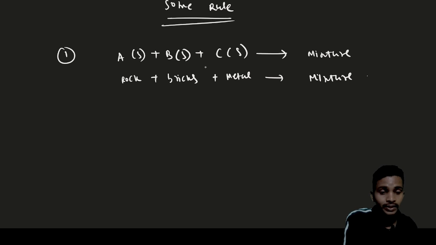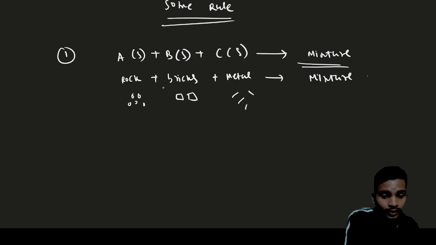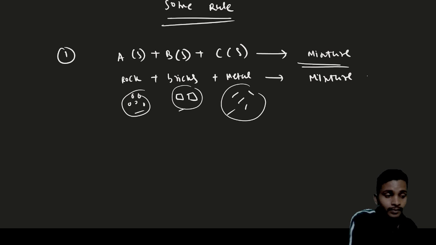So what phases are there in this mixture? With our naked eyes, rocks will look like this. Suppose everything is spherical rocks, and bricks look like this, and metals, let's say, look like this. So with our naked eyes it will look like three things. This looks different, this looks different, this looks different. So the phase is equal to 3.